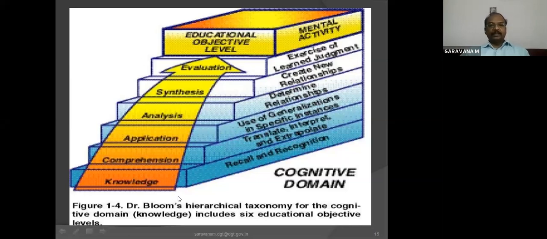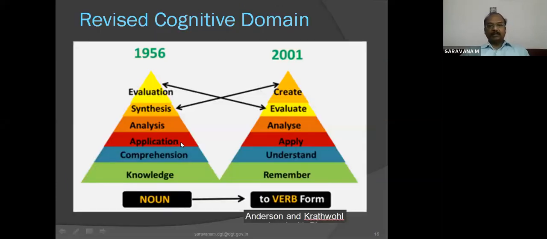And you see the noun and the verb. So knowledge has been converted to remember, comprehension is converted into understand, application is converted into apply, analysis is converted into analyze, and synthesis and evaluation have been converted into evaluate and create. So this is the change between the pre-revised and the revised taxonomy of educational objectives. And this has been revised by Anderson and Krathwohl in the year 2001.